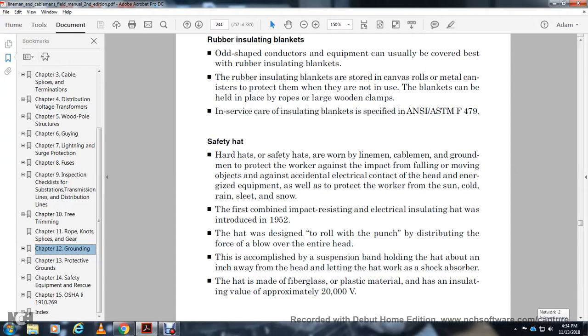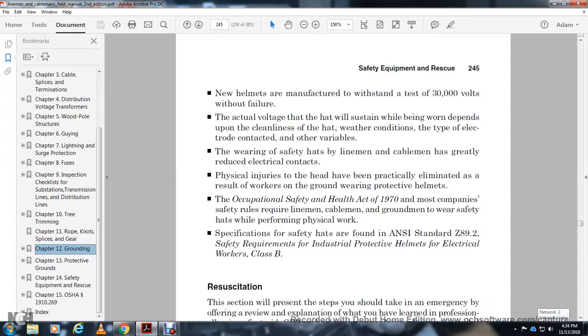The hat is made of fiberglass and plastic material and has an insulation value of approximately 20,000 volts. New helmets are manufactured to withstand 30,000 volts without failure. The actual voltage protection of the hat while being worn depends upon the cleanliness of the hat, weather conditions, the type of electrical contact, and other variables.